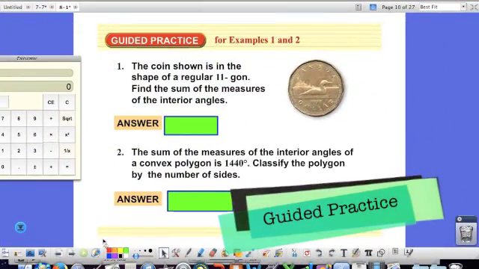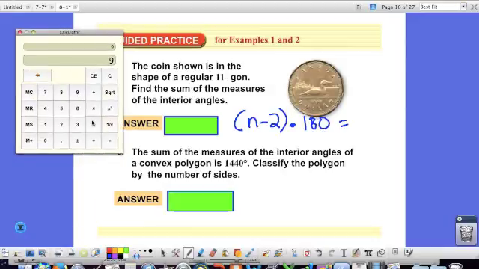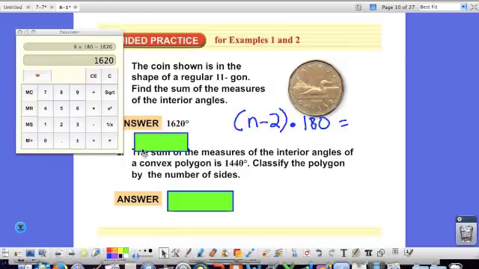The sign shown is in the shape of a regular 11-gon. Find the sum of the measures of the interior angles. So you might remember, hopefully you remember, the formula is n minus 2 times 180 equals the total. 11 minus 2 is 9, times 180 is 1,620. You don't need to write out the formula every time.